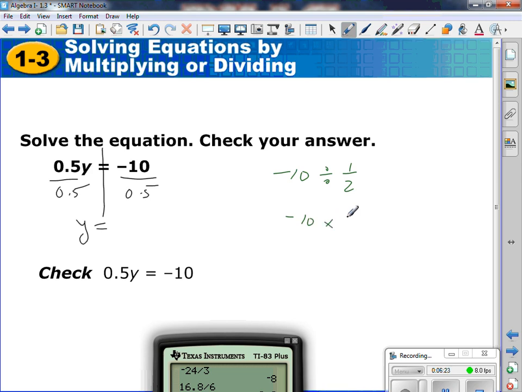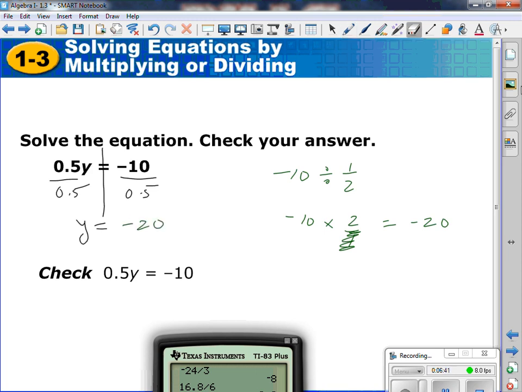Multiply by the reciprocal, which is 2 over 1, which is just 2. What's negative 10 times 2? Negative 20 is your correct answer.